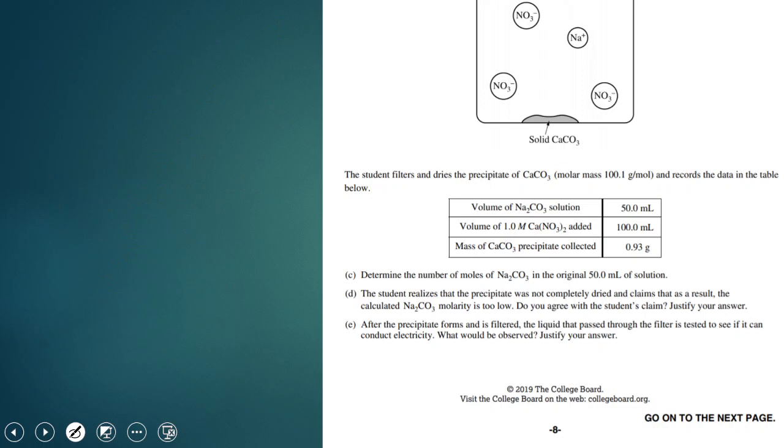Alright, 3E now. After the precipitate forms and is filtered, the liquid that passed through the filter is tested to see if it can conduct electricity. What would be observed? Just a fair answer. Well, we already see that there are going to be ions in the solution, which will allow for electrical conductivity.